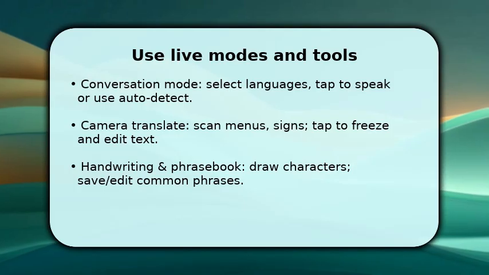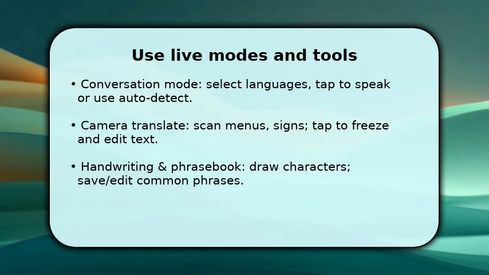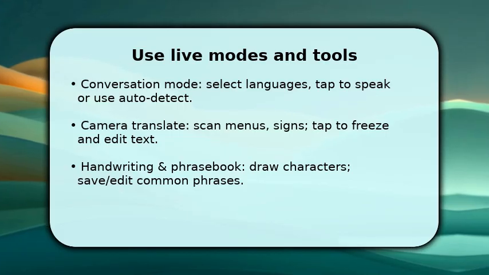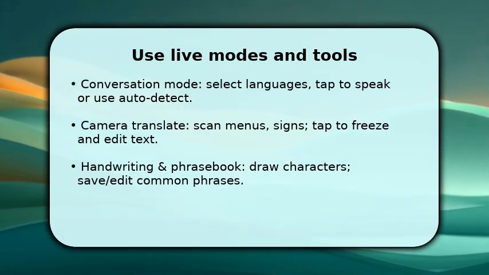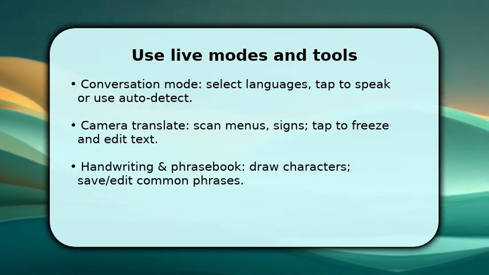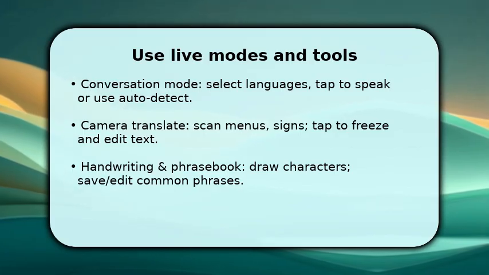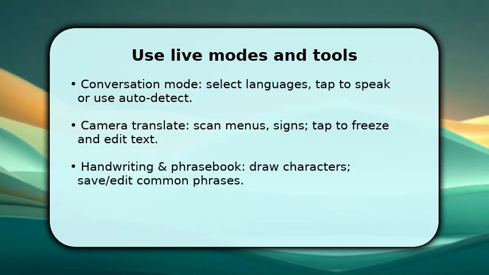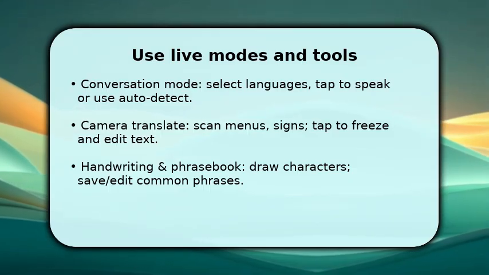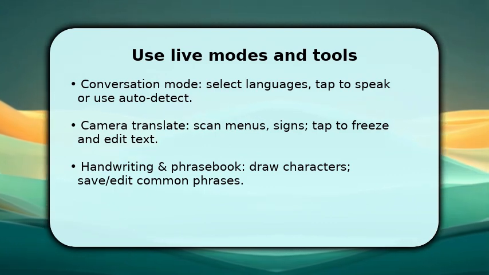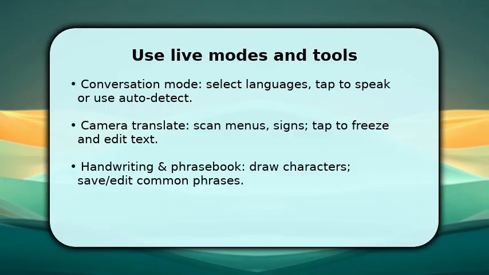You'll move into active translation with features that handle real-world interactions. In conversation mode, choose languages and speak. Either tap to talk or enable auto-detect for back-and-forth speech. This reduces pauses and confusion. For printed text, use camera translate, point, scan, then tap to freeze and correct any misread words before copying. If a language uses non-Latin script, switch to handwriting and draw characters. Meanwhile, save polished replies in the phrasebook so you can paste or play them quickly when under time pressure.